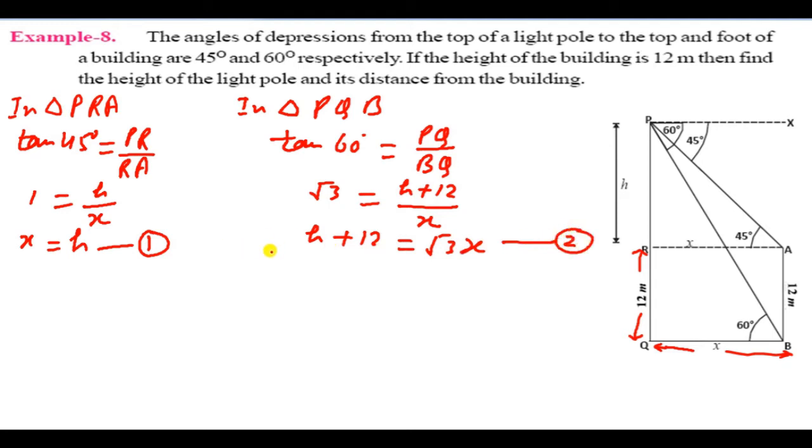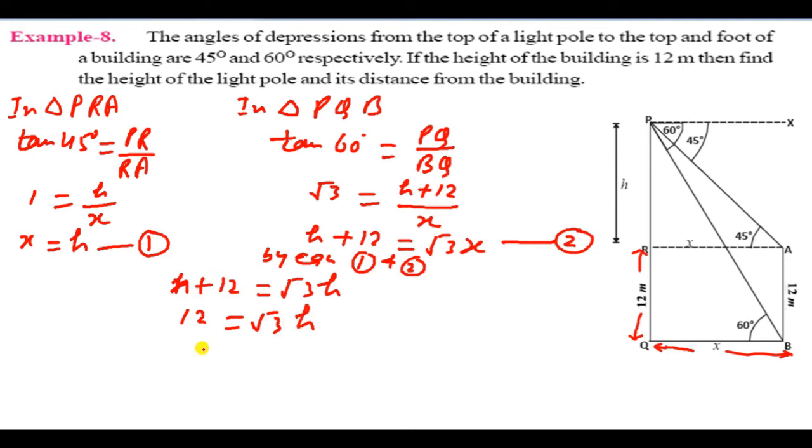By equation first and second, what will happen? It is H plus 12 is equal to root 3 of H, as X is equal to H. Now shifting this H on the right hand side, so 12 is equal to root 3 H minus H. Taking H as common, we get root 3 minus 1 in one bracket. So H will be equal to 12 upon root 3 minus 1.